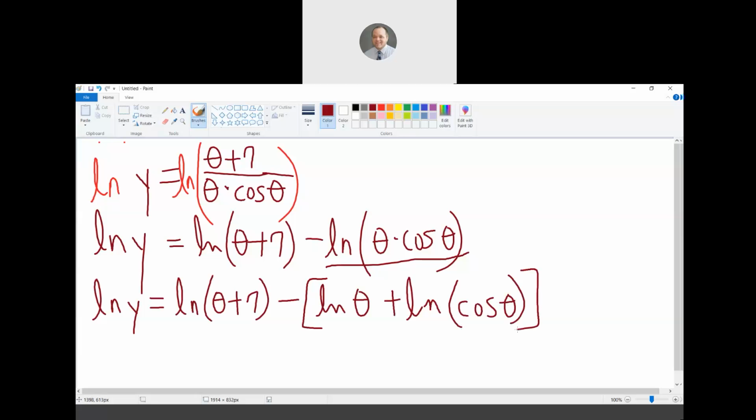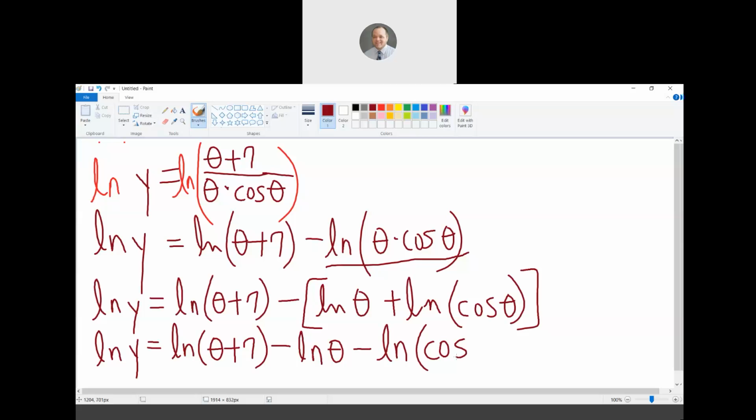And let's go ahead and distribute that negative sign before we take the first derivative. That turns it into now negative natural log theta minus natural log cosine theta. Now, in order to have room to find the derivative, I'm going to erase the top part, kind of work our way back up.